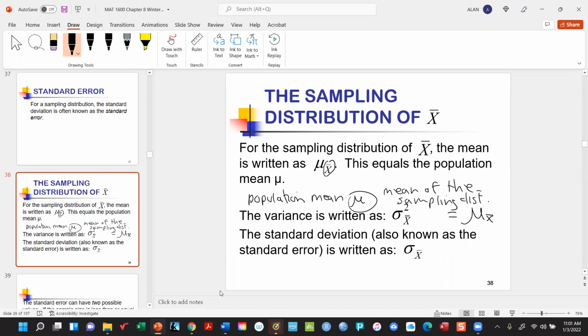Now, we're going to do the same thing with the variance and standard deviation. We're going to put that little X bar there to separate it from the population version. Okay, so that way we always know which is which. The one without an X bar subscript is the population version. The one with the X bar refers to the sampling distribution of X bar.